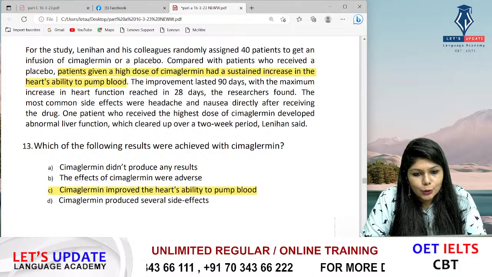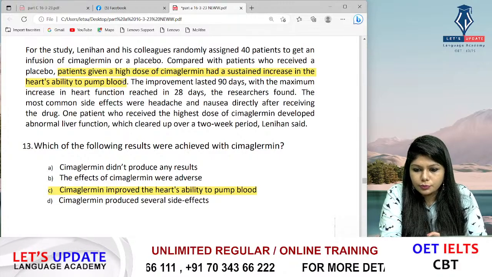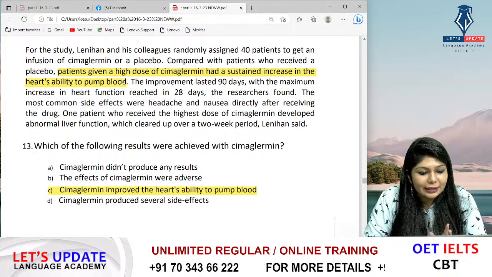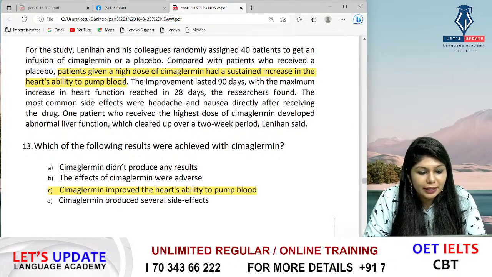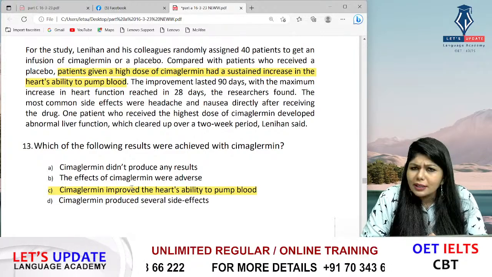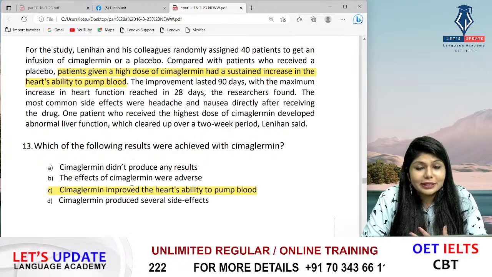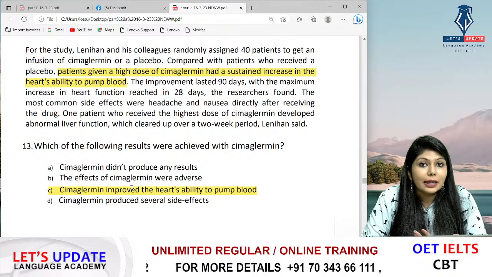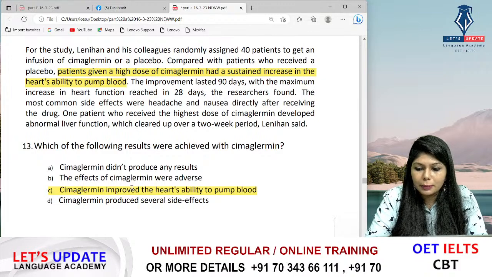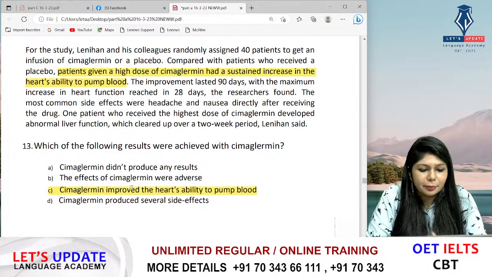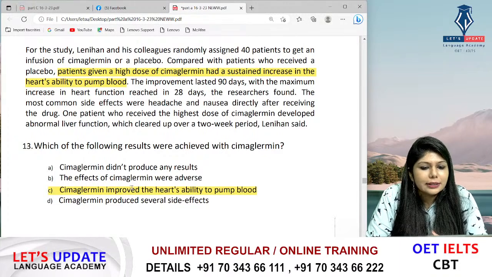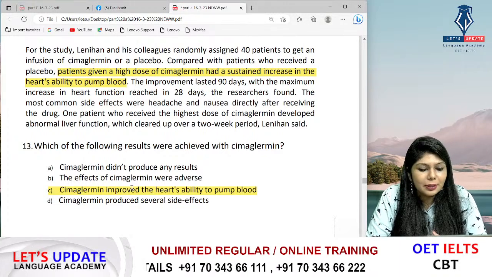That is something mentioned over here, and that is why the correct answer should be C. I think it's a direct answer, so I don't think you need to eliminate all the other options. But if there is time, you can do that also. But in this case, it's definitely mentioned. Sustained increase, it had caused a sustained increase in the heart's ability to pump blood.